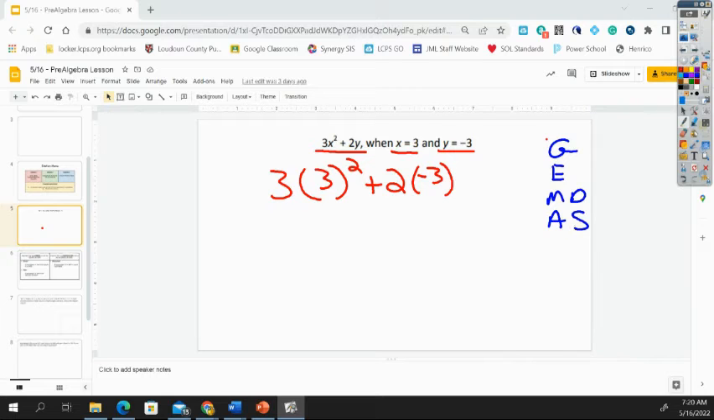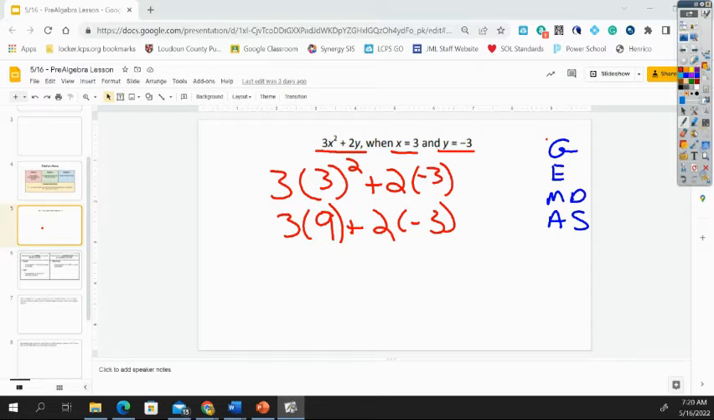So let's go through and solve it. First, are there any groups? While there are parentheses, the numbers in the parentheses are by themselves, so that's not really a group. There are no groups for us to solve here. Next, are there any exponents? Yes. Right here, we have 3 squared. So let's go ahead and do that. 3 squared is 3 times 3, and that gives you 9. So now we have 3 times 9 plus 2 times negative 3.